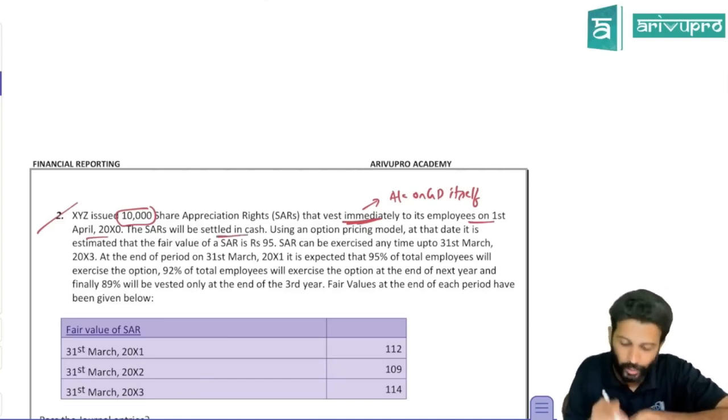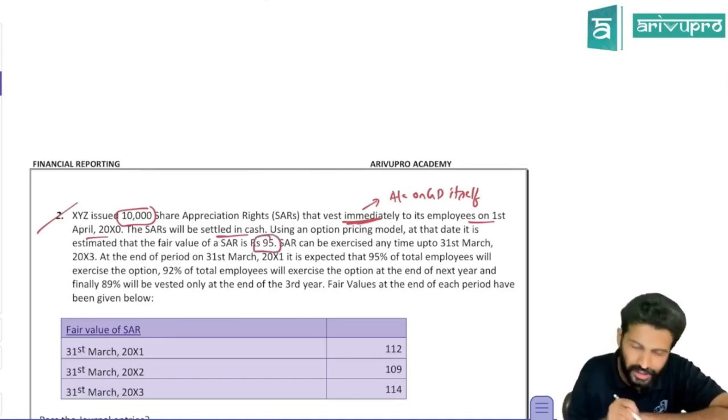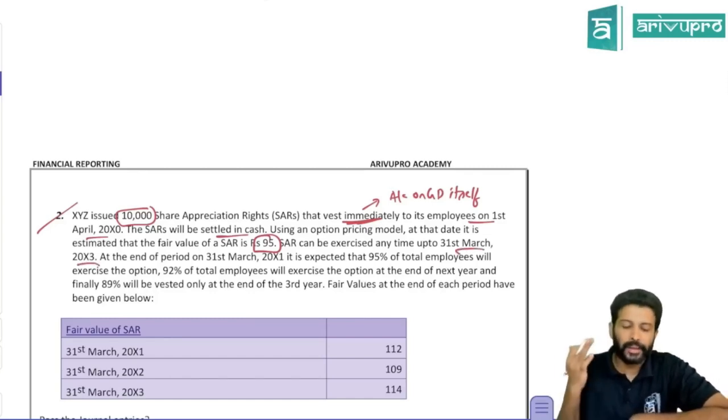Great. SAR means that only. Using an option pricing model, at that day, it is estimated that the fair value of SAR is 95. Okay. So the value of one share right is 95 rupees. That's what they're trying to say. The SAR can be exercised at any time up to 31st March 20x3. Okay. So you have been given a time limit.